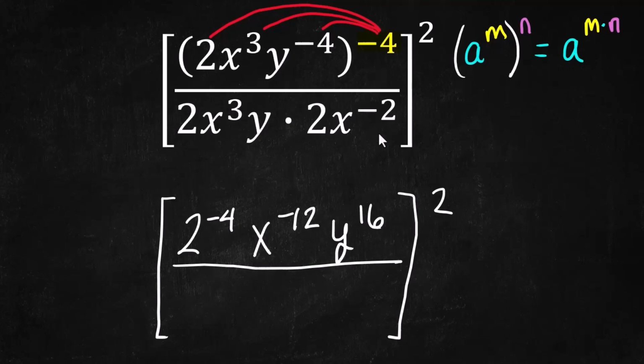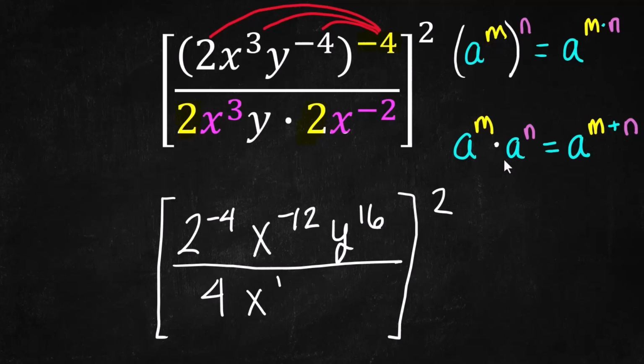Now in the denominator, there's nothing like this -4, everything being raised to it, so I'm just going to clean this up. I have 2 times 2, that's 4. I have x cubed and x to the -2, that is x to the 1st power. The rule for that I just used is that when you have two things that have the same base, you add their exponents, and when I added 3 and -2, I got a 1. And then the y, nothing's happening with that, so we'll just recopy it.